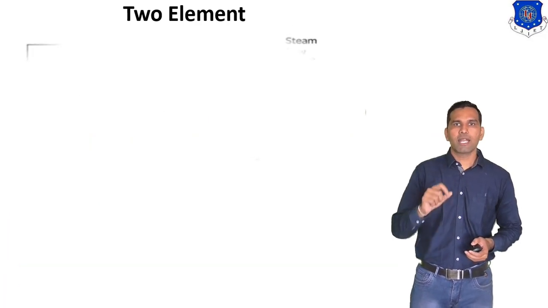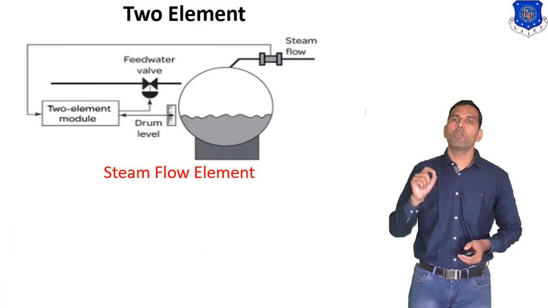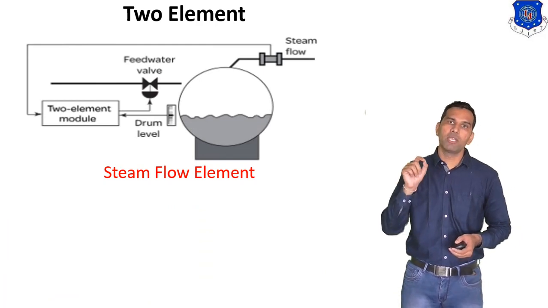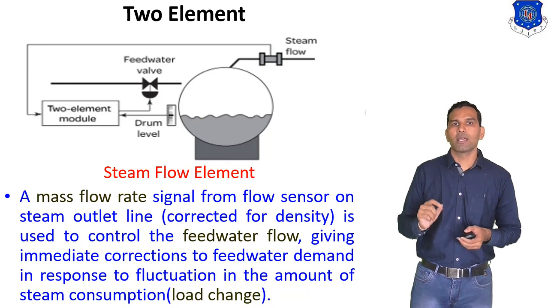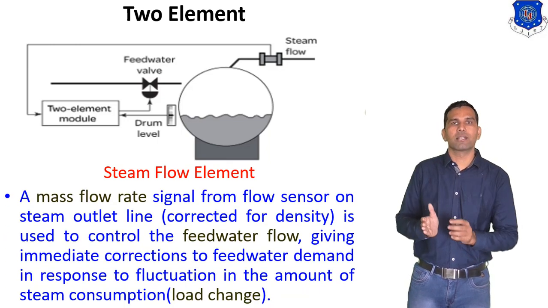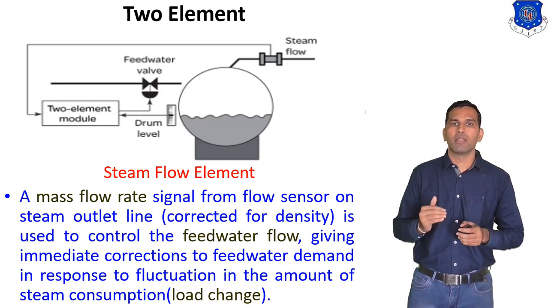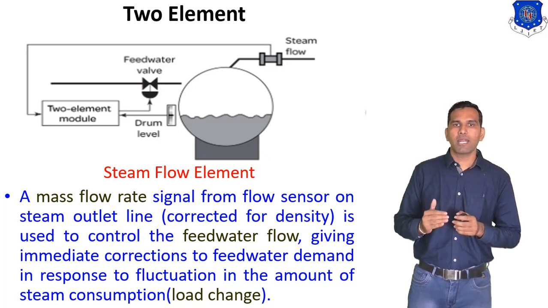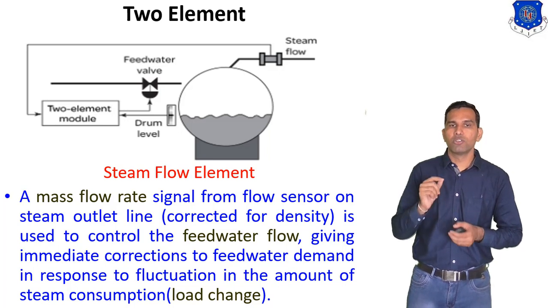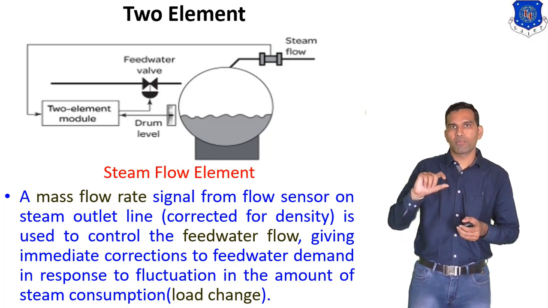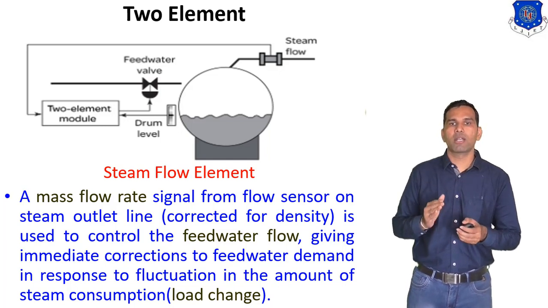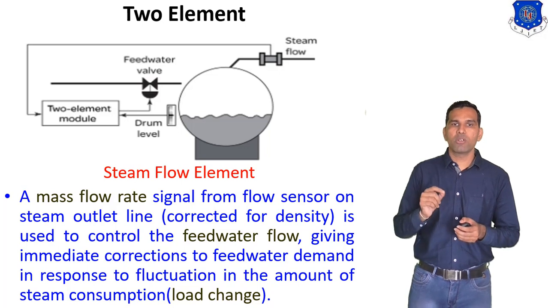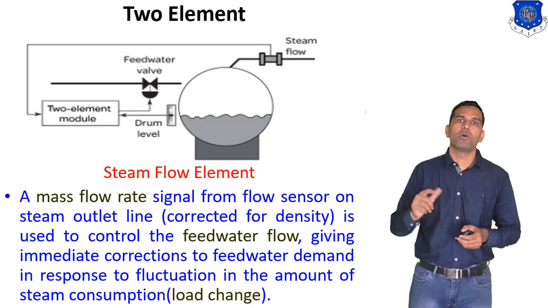Now the second element here is the steam flow element. Here we have to understand how it works. A mass flow rate signal from the flow sensor on the steam outlet line, which is density corrected, is used to control the feed water flow, giving immediate correction to feed water demand in response to fluctuation in the amount of steam consumption or load change.